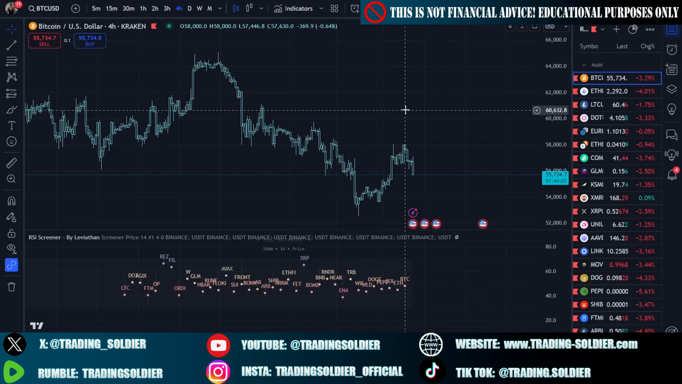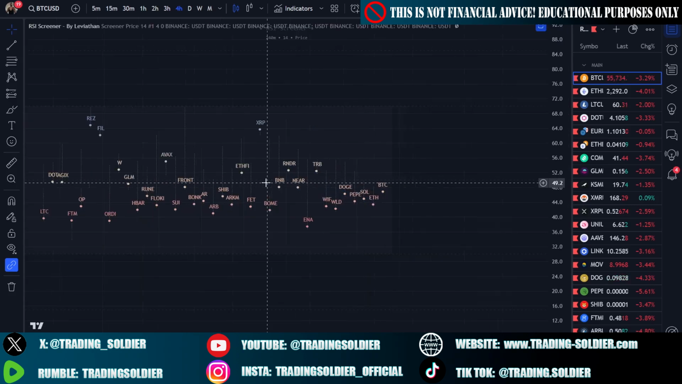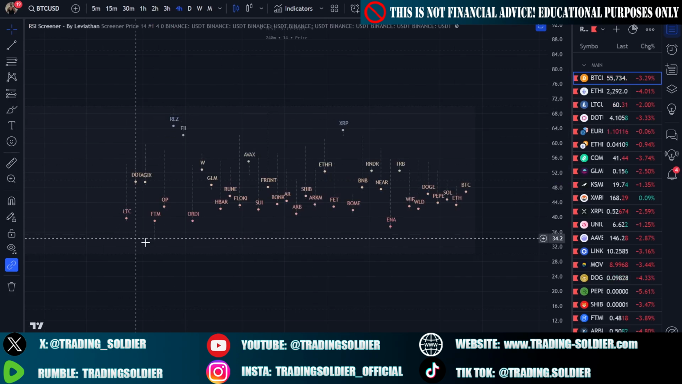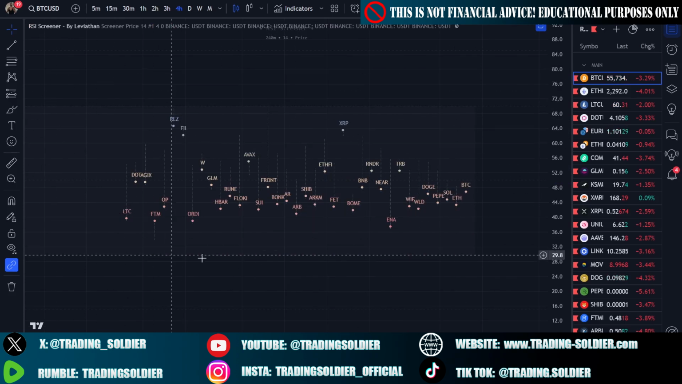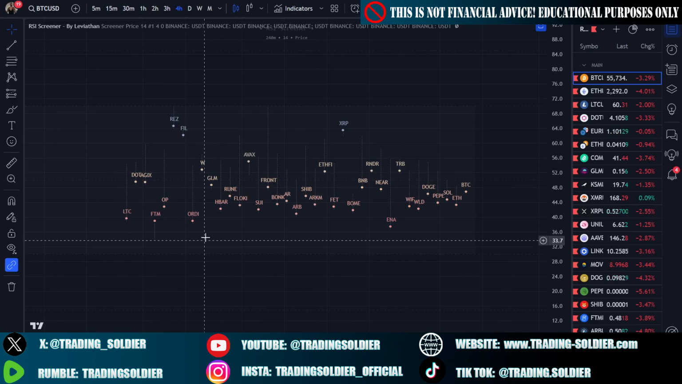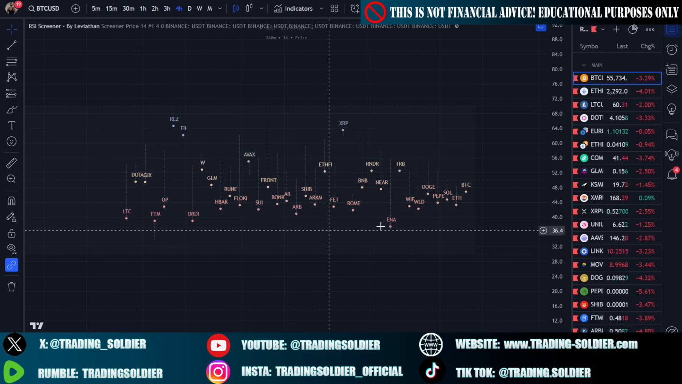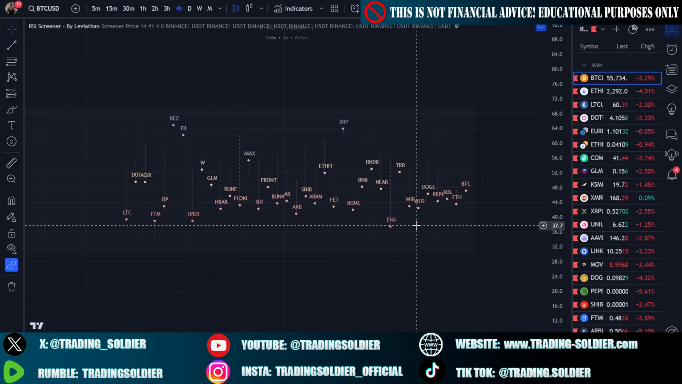This indicator by Leviathan is a very powerful indicator because, as you can see here, it allows you to monitor different types of coins or different types of assets in the crypto market and monitor if they are overbought or oversold, okay, from an RSI standpoint.